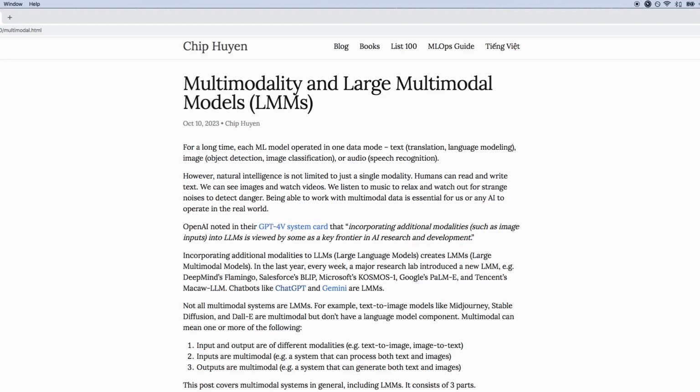Recently, I came across this blog post by Chip Huyen that talks about the landscape of multimodality and large language models. Today, I would like to go through this blog with my fellow machine learning practitioners and learn more about multimodality and its use cases.